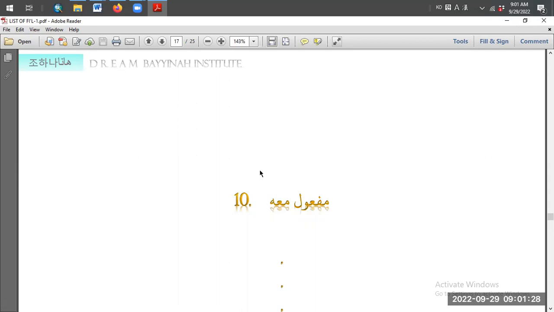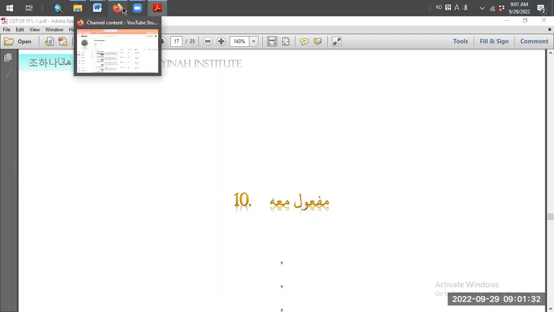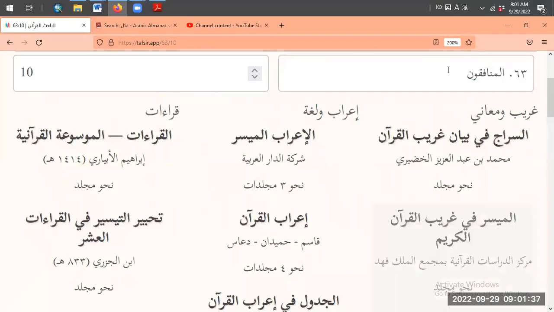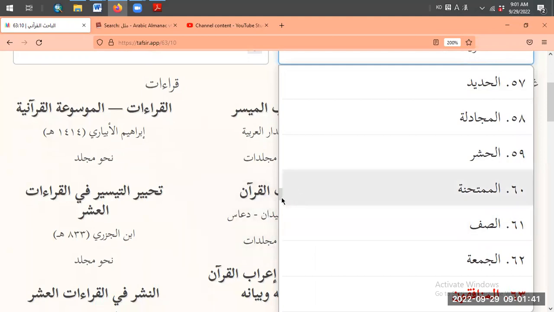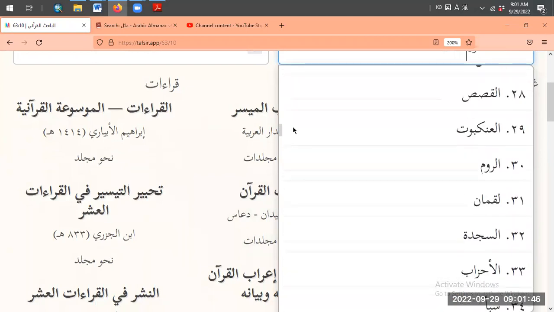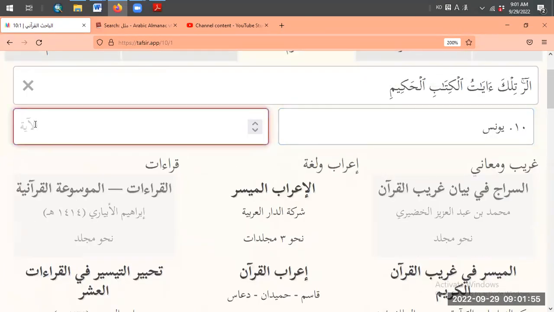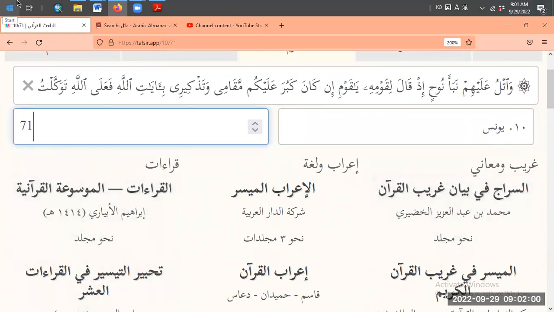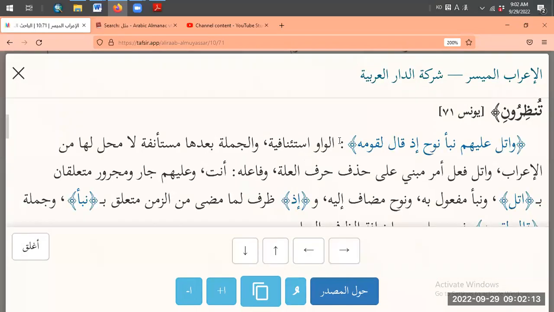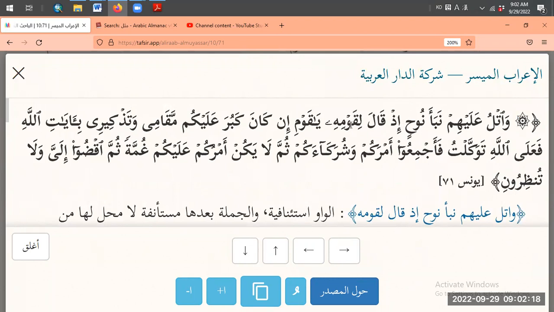which is surah number 10, ayah 71. Let's see. After surah At-Taubah, oh, Surah Yunus, 71. Wa tawakkal. So watlu alaihim naba'a Nuhin idh qala liqawmihi ya qawmi in kana kabura alaikum maqami wa tazkiri bi ayatillahi fa'alallahi tawakkaltu fa ajmi'u amrakum wa syuraka'ukum.